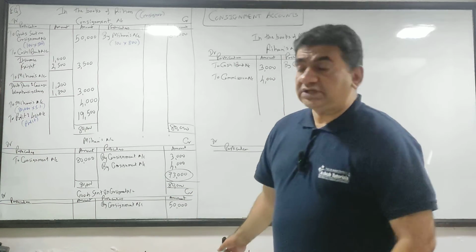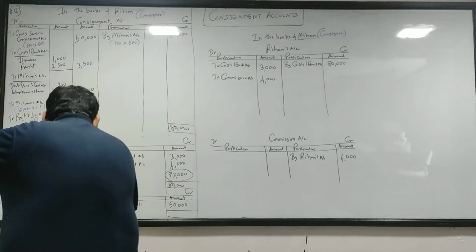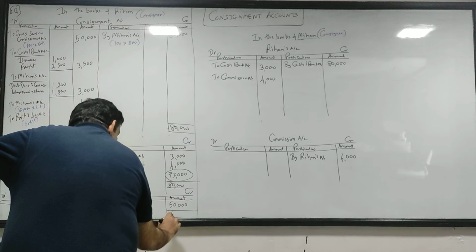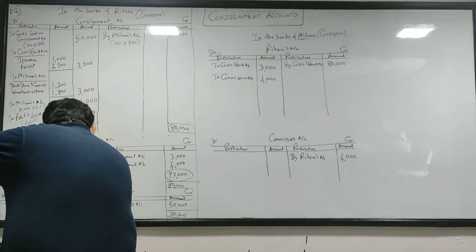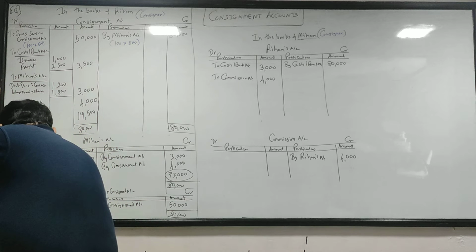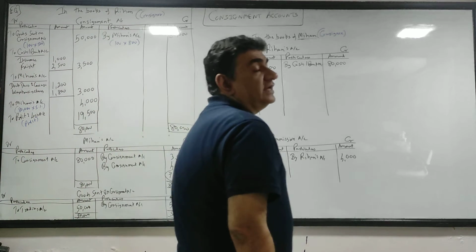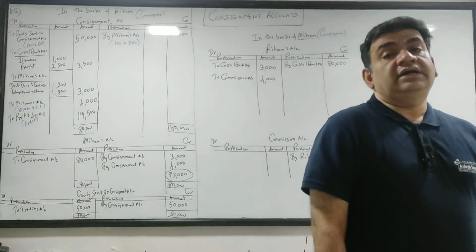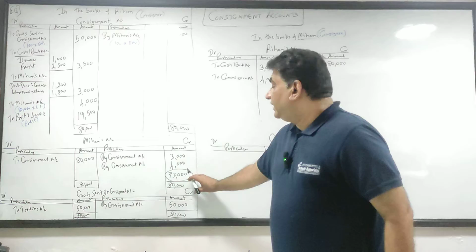You all have done this in branch accounts. Goods sent to branch went to trading. Same thing will happen: goods sent on consignment will also go to trading. So 50,000, to trading account 50,000. Got it? ये पेंडिंग है.